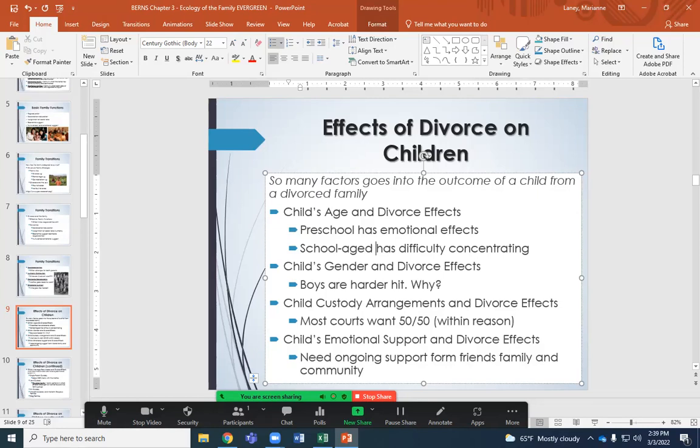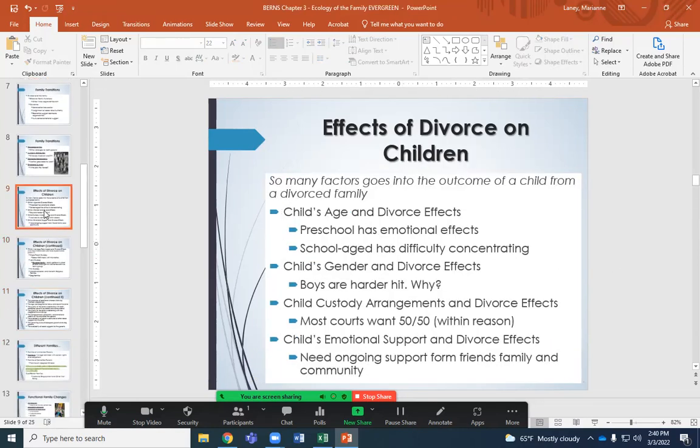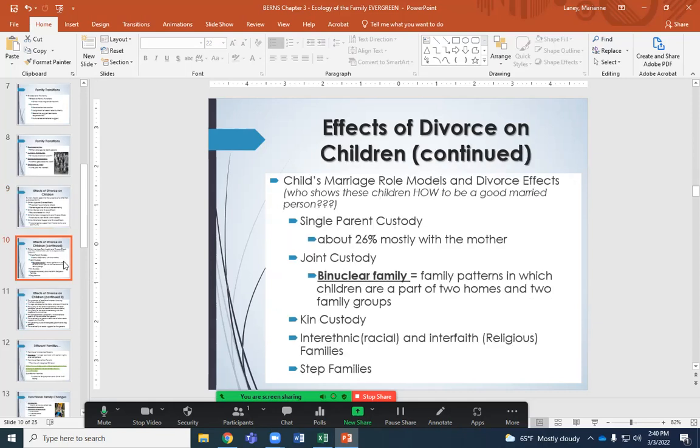And again, most courts want 50-50 as long as it's best for the child. And again, how is this child being supported by either parent, right? And really the bottom line is how that relationship between the parents, even though it might be evolving or different, as long as that stays on the up and up, that really helps a child.